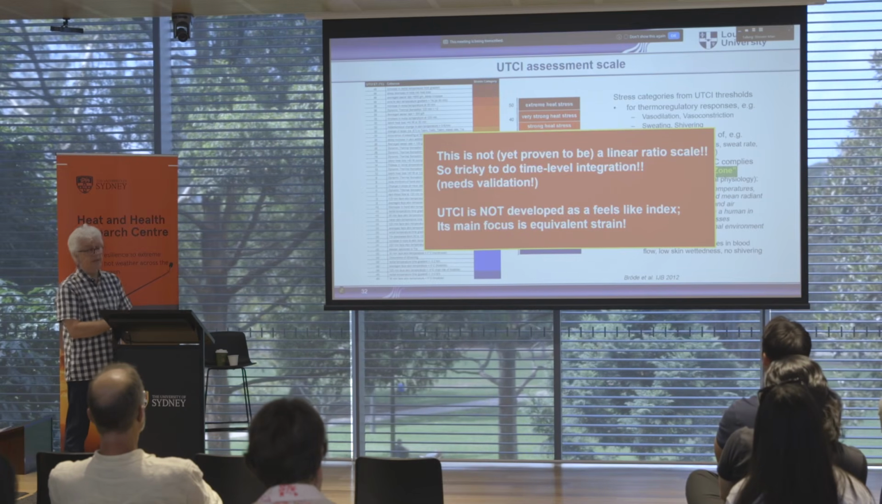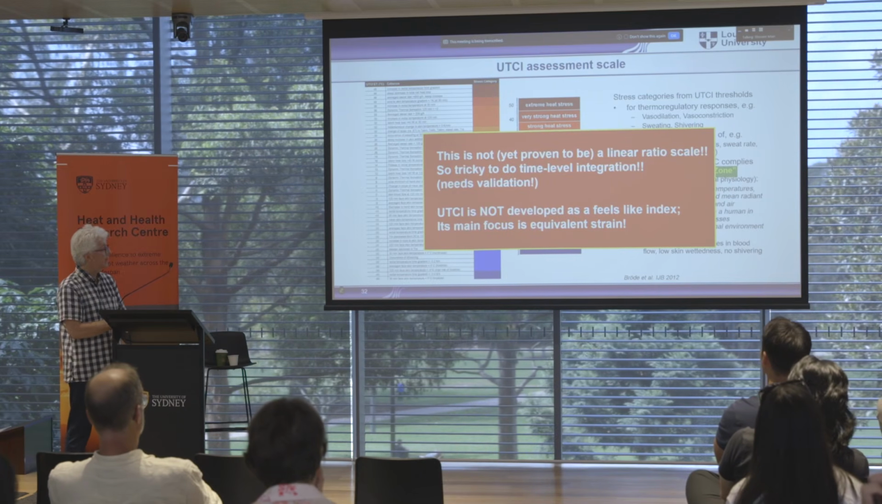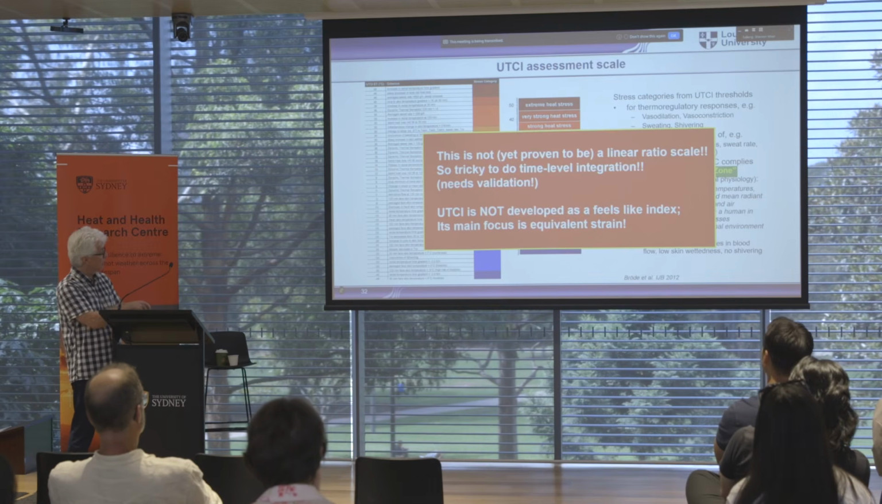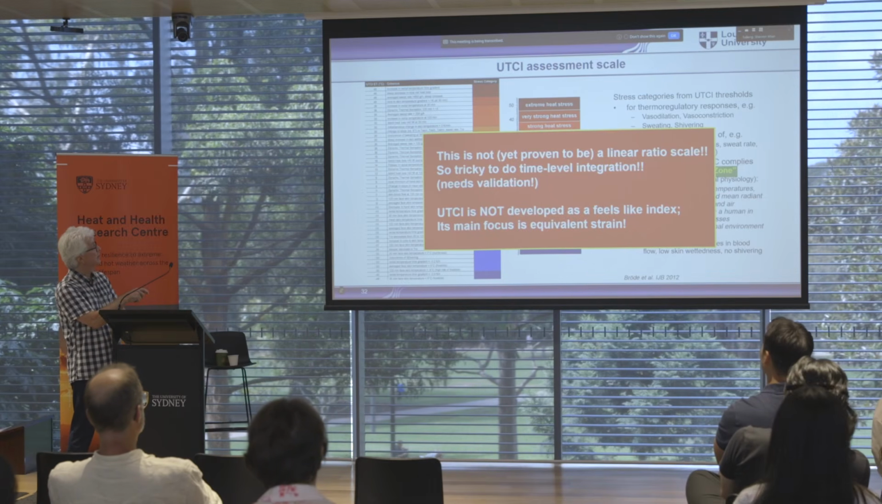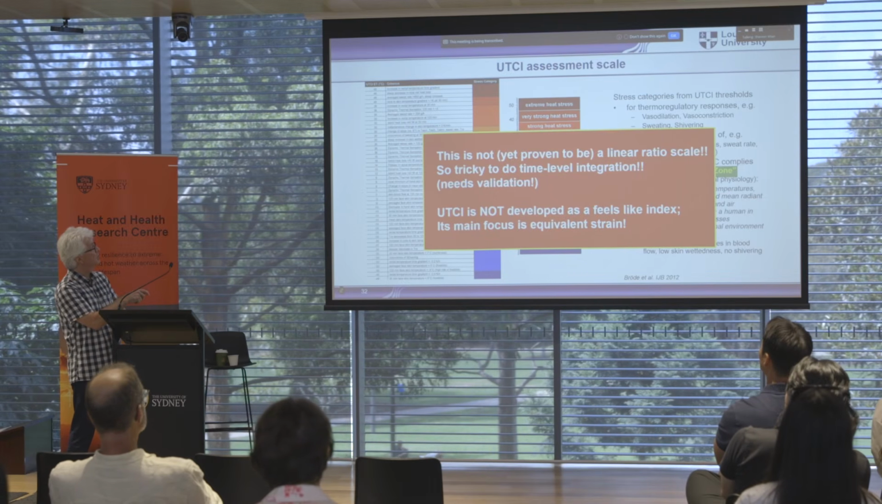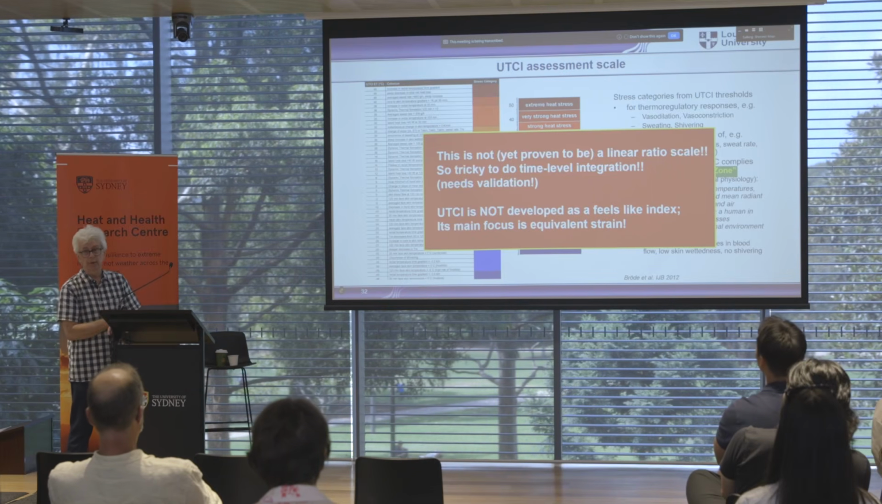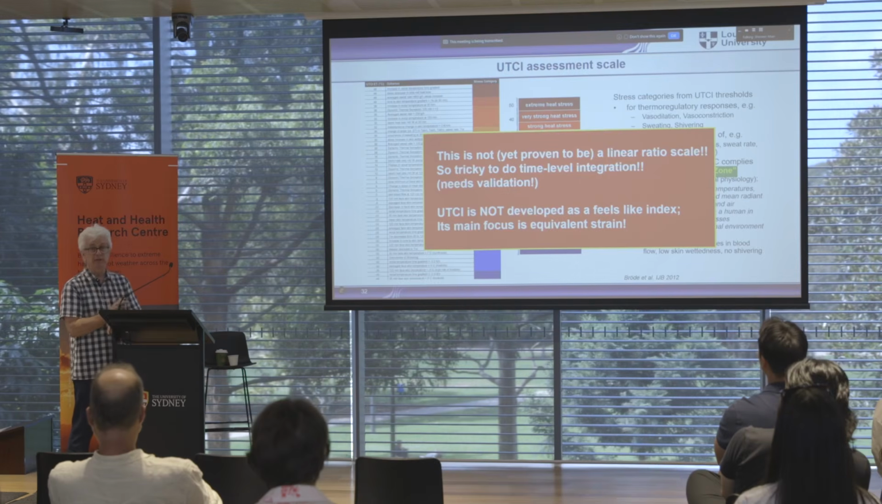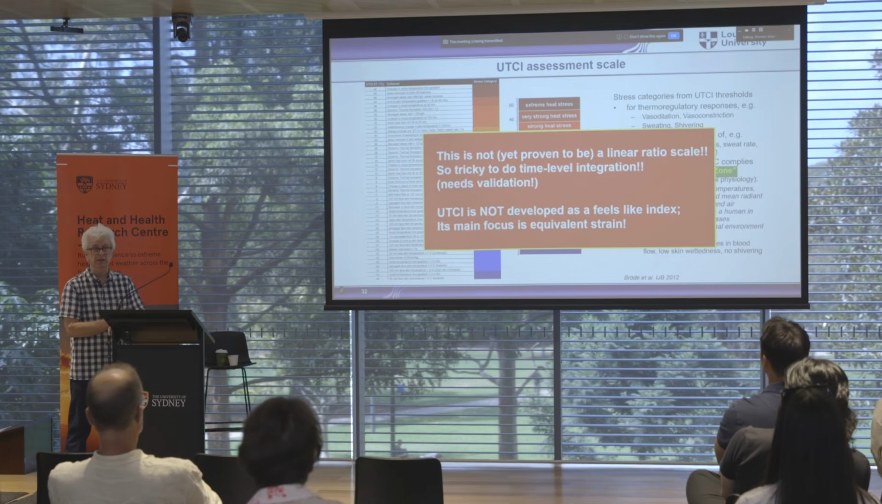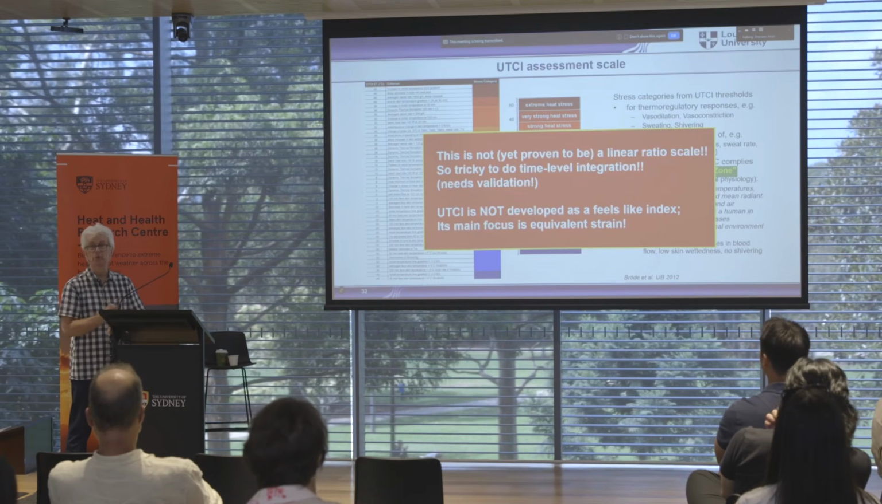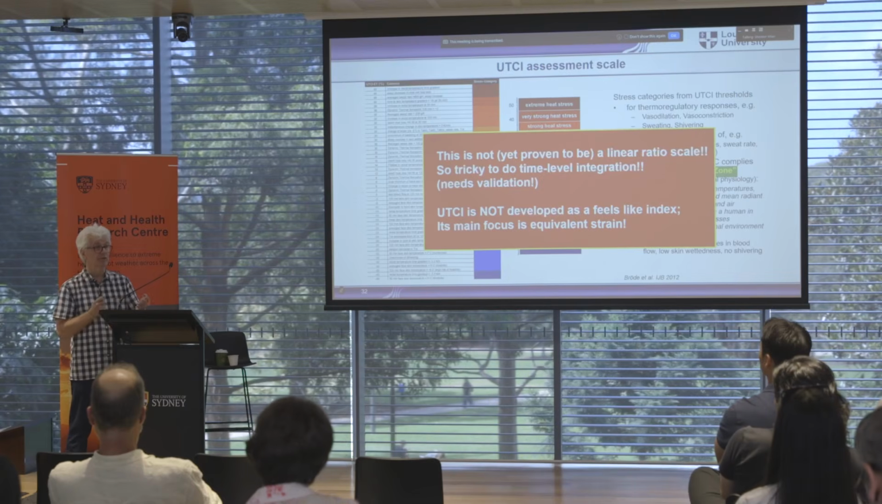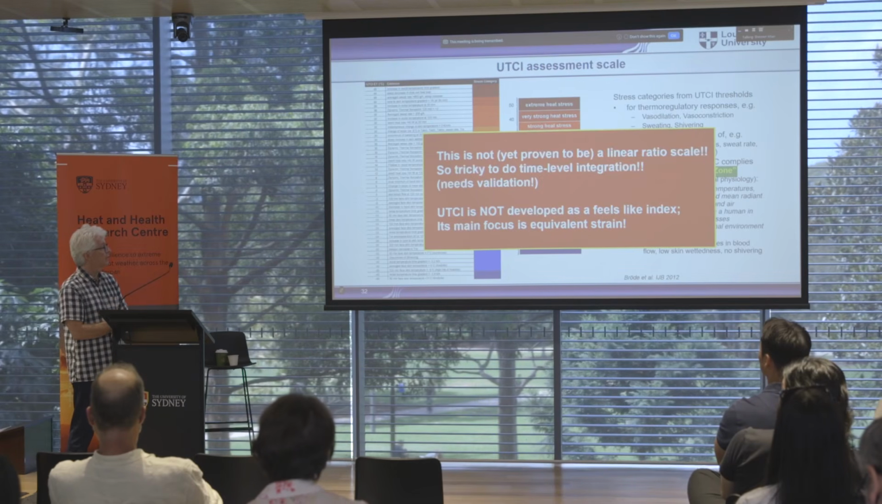I also have seen it used as a fields-like index, and again, going back through this after all these years, I did find there is indeed a dynamic thermal sensation in here, which is generated by the Fiala model, but UTCI was never developed as a fields-like index. It's a thermal strain, equivalent thermal strain index, and that's quite different. So again, you have to be quite careful with that.